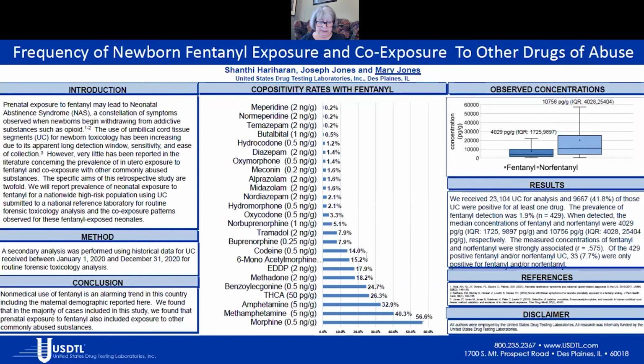So in conclusion, non-medical use of fentanyl is an alarming trend in this country. It includes the maternal demographic reported here. Prenatal exposure to fentanyl, 92% of the time, includes exposure to other commonly abused drugs. In most of these cases, the moms don't realize the danger they are putting themselves and their newborns in because they don't know they are taking fentanyl.